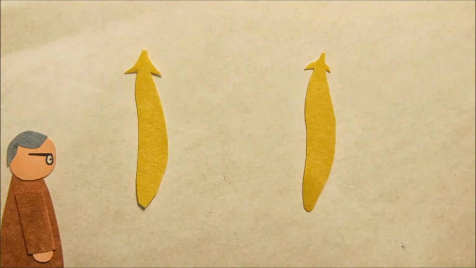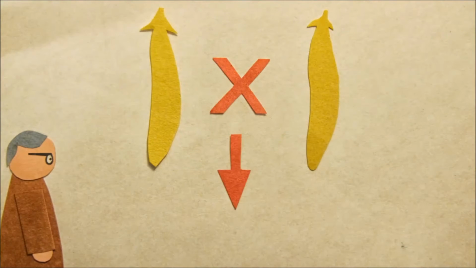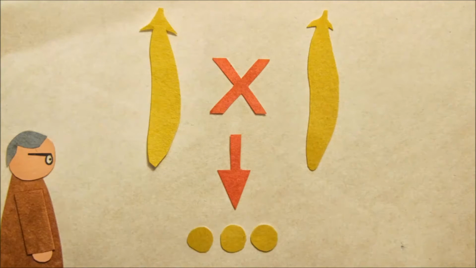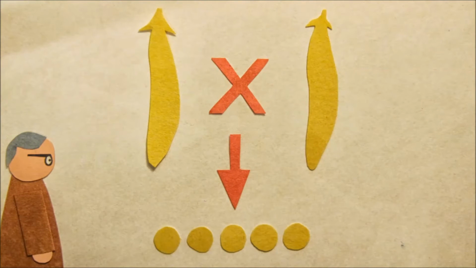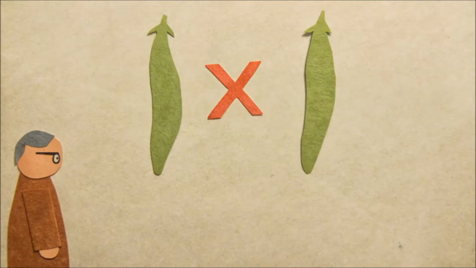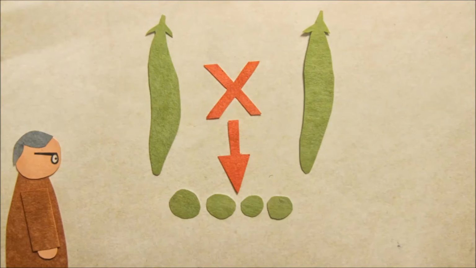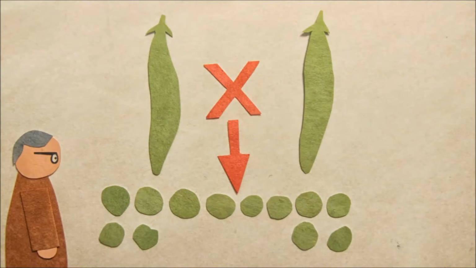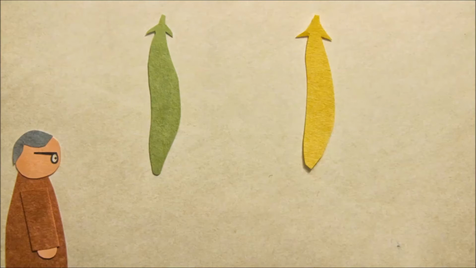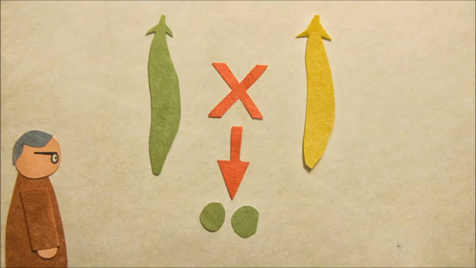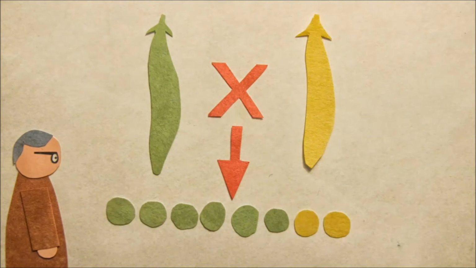Mendel decided to investigate. He took a yellow pea plant and carefully crossed it with another yellow pea plant. The new peas produced were all yellow. Then he took a green pea plant and crossed it with another green pea plant. This cross produced a mixture of green and yellow peas. Interesting. Mendel decided to cross the 2 colors together and found they made more green peas than yellow peas.